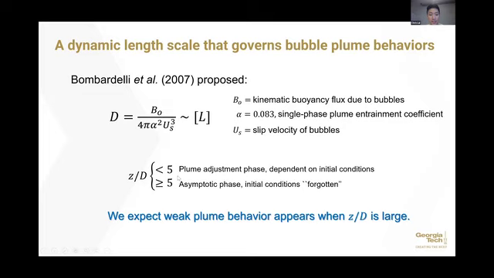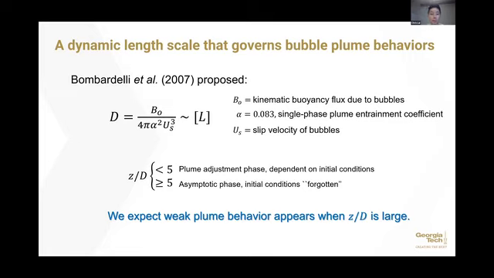So if Z over D is less than 5, you have the classical plume or strong plume that we just discussed. But then the flow behavior would depend on the initial condition. So it would matter whether your inflow of gas is distributed over a large area, or is concentrated at like a point. But once you move away from about 5, you will be in the asymptotic phase, and all plumes should behave the same, and they would forget about their initial conditions.